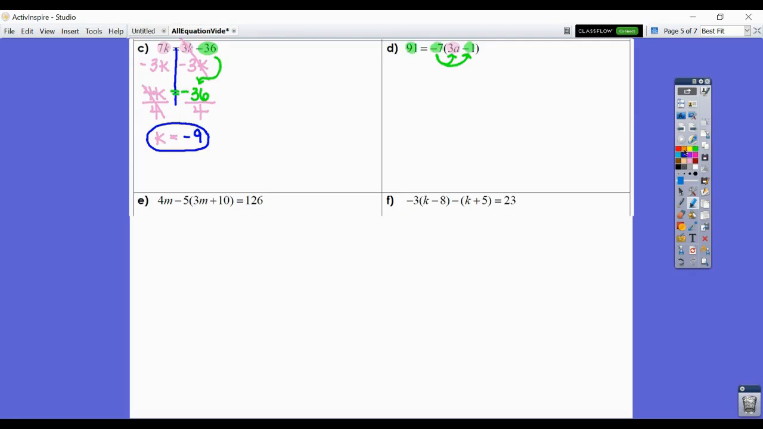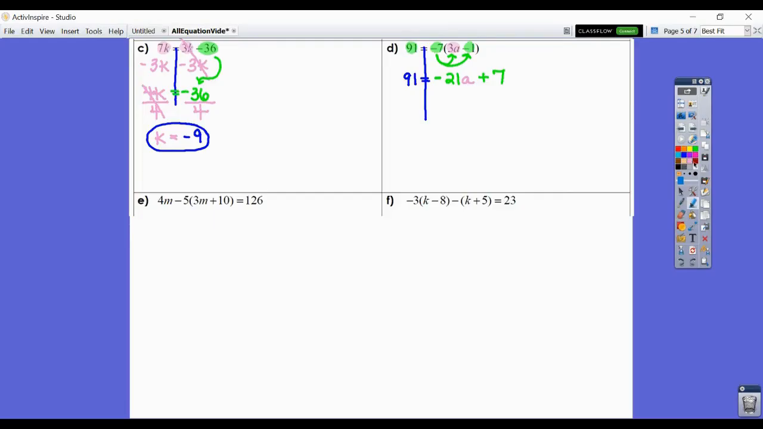So I keep 91 on my left side. I'm not going to do anything with that yet because I have to do the parentheses first. Have to distribute negative 7 times 3a, multiply the two numbers, which will make negative 21, and then I have my variable a left. Negative 7 times negative 1 will come out to be a positive 7. Two negatives make a positive there.